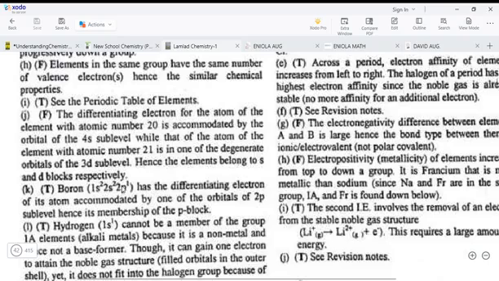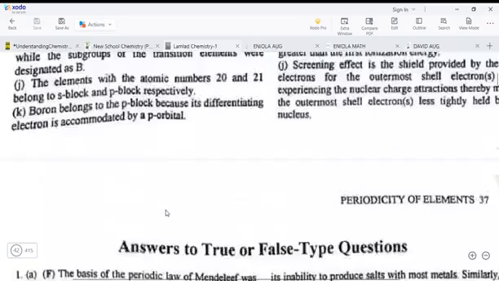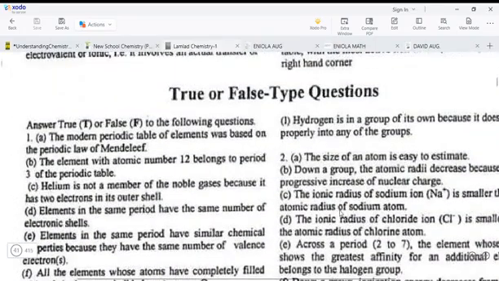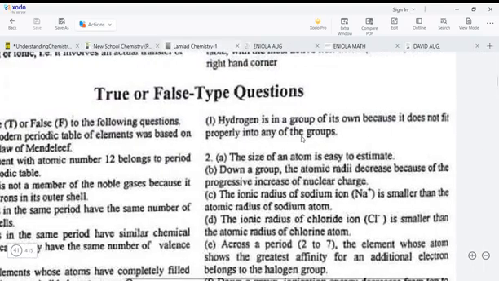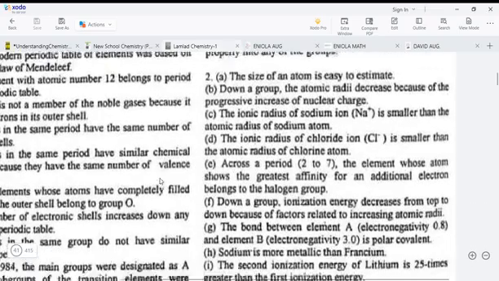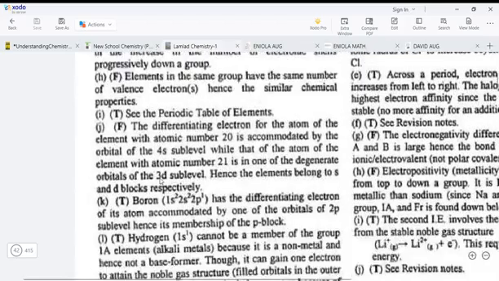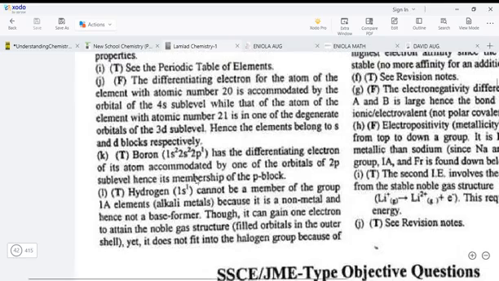It will tell us the period, it will also tell us the group when we add it together with s. It will also tell us if it is p block when we see the letter p, and so on. Now let's take the last question, which is L. They said hydrogen is in a group of its own because it does not fit properly into any of the groups. Is it true that hydrogen has its own special group? From the answer here, we can see that it is true. Yes, that means it belongs to its own group.